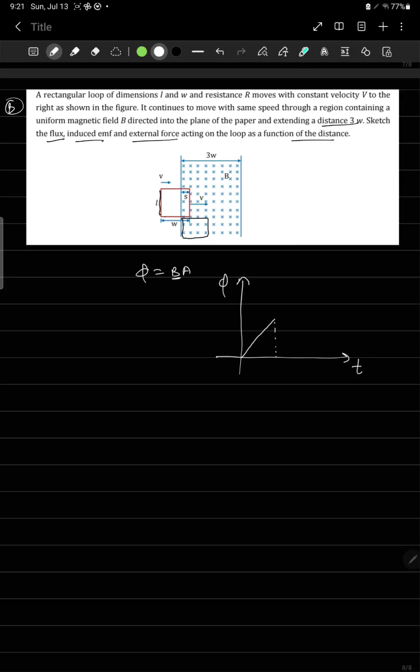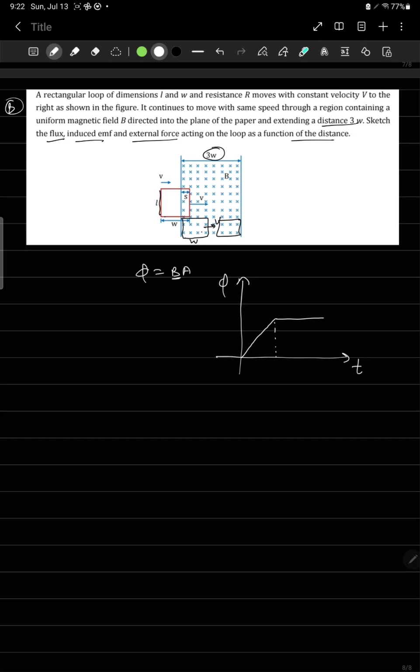Now afterwards, when the loop is completely inside, the width of that region is 3W and the loop's width is W only. So for the time being, as it is moving continuously to this side, there will be no change in flux. So that means flux is constant, right? So if flux is constant, we'll be getting this one.